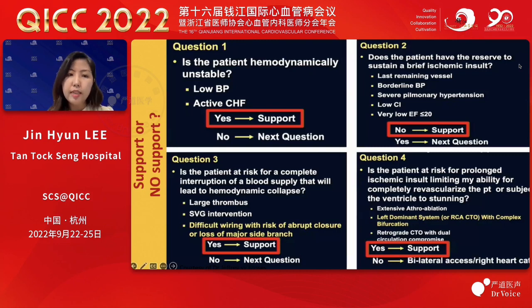If no, then consider MCS. Is the patient at risk of a complete interruption of blood supply that will lead to hemodynamic collapse, such as difficulty wiring with risk of abrupt closure of a large vessel? Then yes, consider support. And lastly, is the patient at risk of a prolonged ischemic insult, limiting my ability for complete revascularization or subjecting the ventricle to stunning? Especially in addressing left dominant circulation with complex bifurcation, or when performing a retrograde CTO, which might cause dual circulation compromise, then you should consider support.